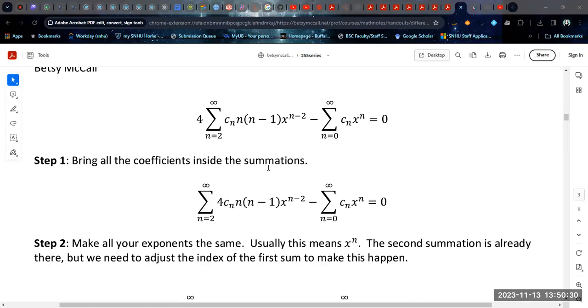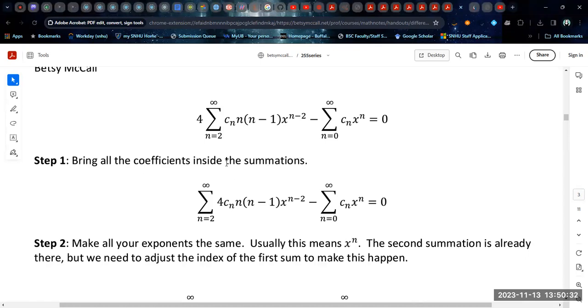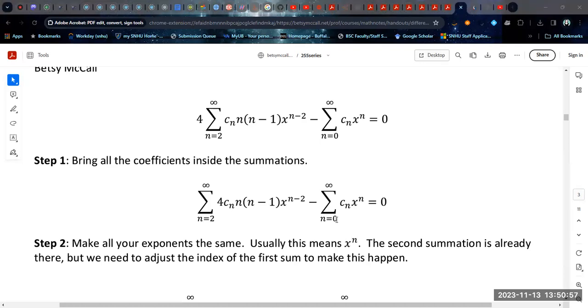Now, the first step is to bring all the coefficients inside the summation. In order to do that, this is referring to this 4 on the outside. So we're going to bring that inside the sum. Again, any stray coefficients that were in the original differential equation, you just bring them inside your summations. Whether you multiply by the sum or multiply by individual terms, you get the same result.